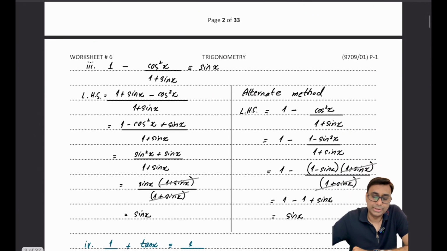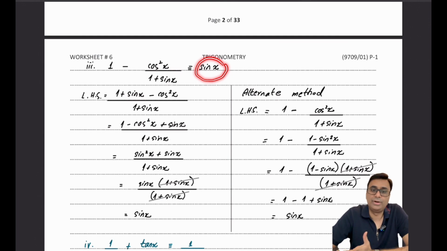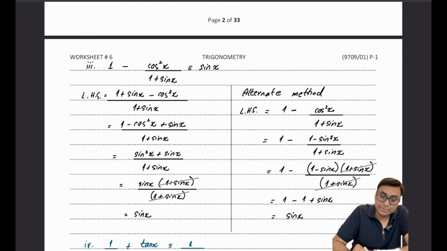Let's have a look at another example. I have to prove 1 minus cos square x over 1 plus sine x equal to sine x. Clearly, I'm never going to start from this side because this is already the most simplified form and I won't be able to simplify it any further. So I start with the left hand side and try and simplify this. So again, I am taking an LCM.